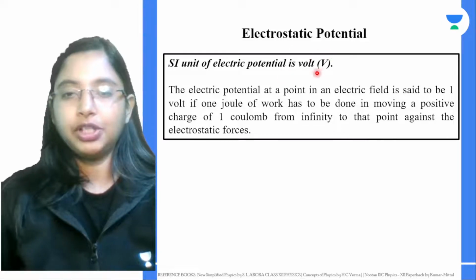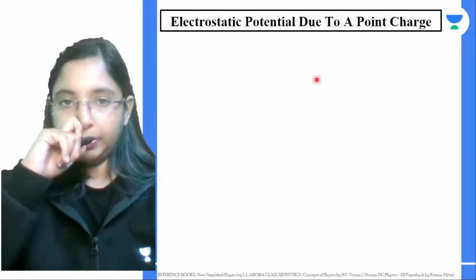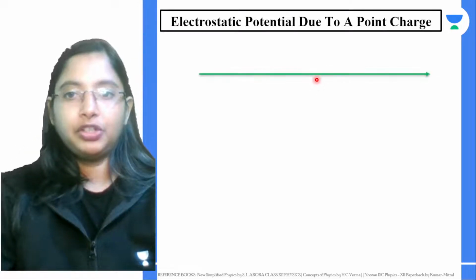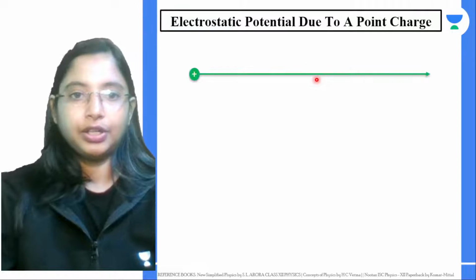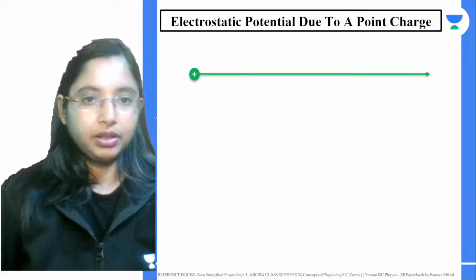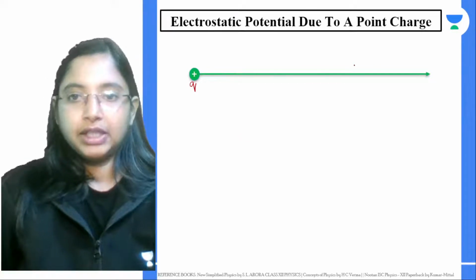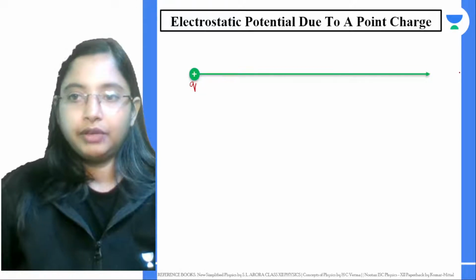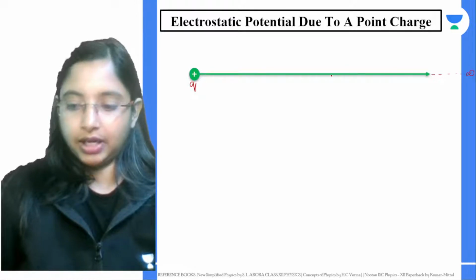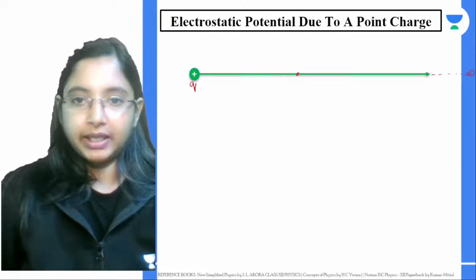Again, that is the difference between potential and potential difference. Now, what would be the electrostatic potential due to a point charge? Let's say you have a point charge, a positive charge. Because of this charge, from some point at infinity, you're bringing a charge to a point P inside this field.